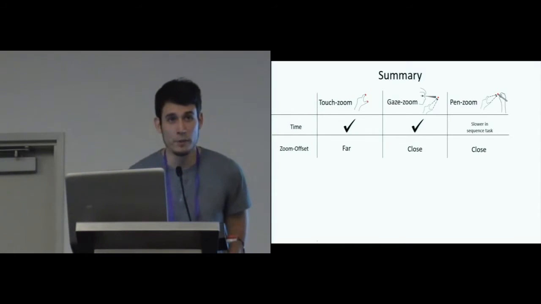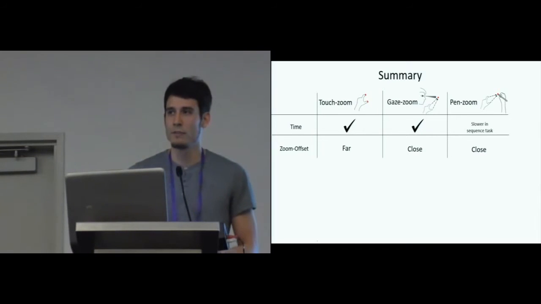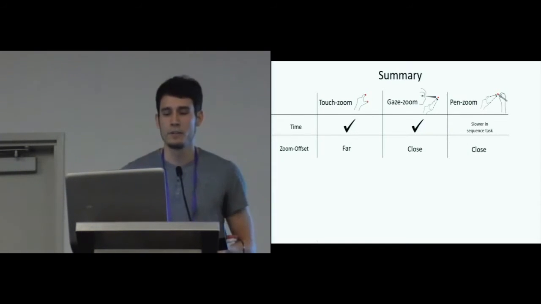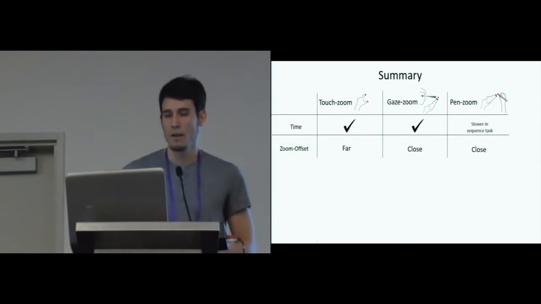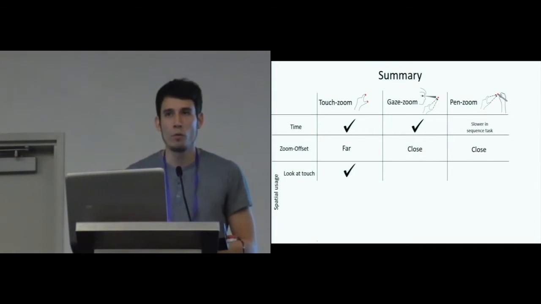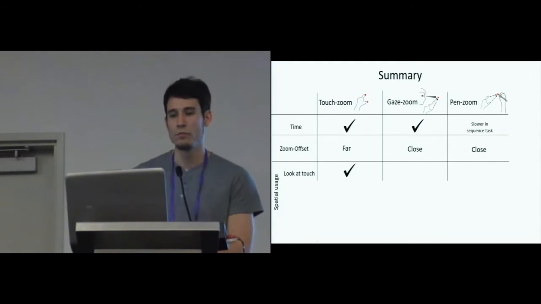We then looked at the zooming offset, so how close are users to the ideal zooming point? And with both of the indirect techniques, with gaze zooming and pen zooming, users were actually much closer to the point. So this indicates that users can be more accurate during zooming operations. We then looked at how the user's visual attention was aligned on the screen, and we found that it totally corresponds to the zooming point.